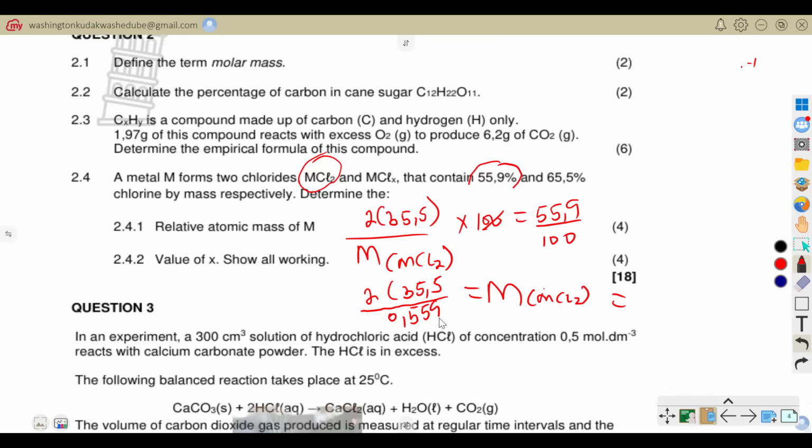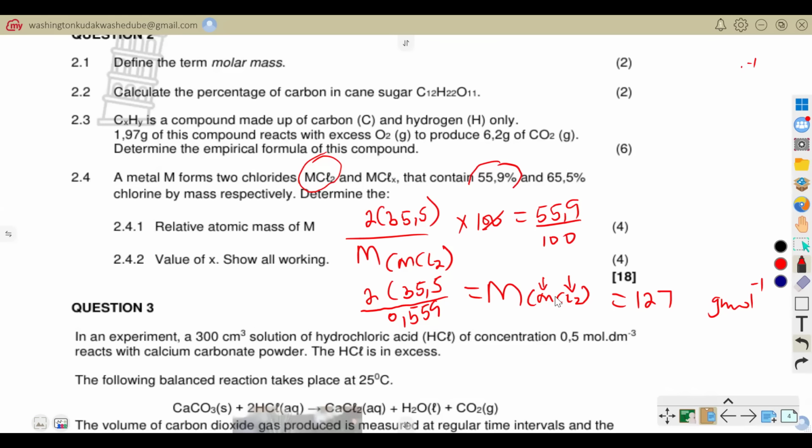Allow me to use my calculator there. So I would say that 71 divided by 0.559. And then my answer there was actually going to be 127. So here I was having a total molar mass of 127 grams per mole. So the 127 includes that for Cl2 as well as that for M.